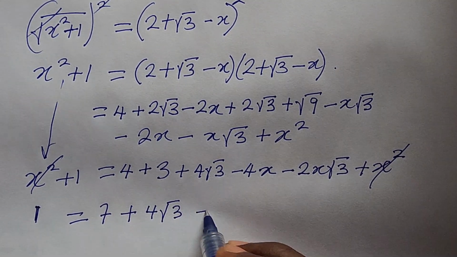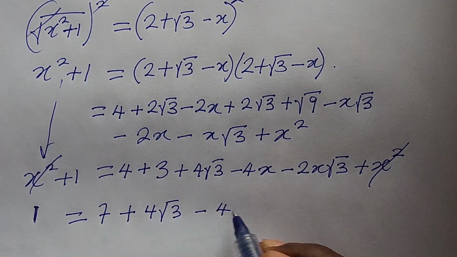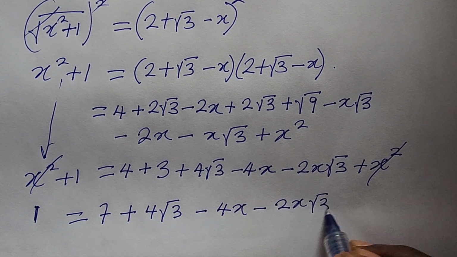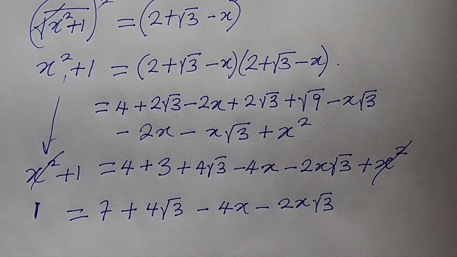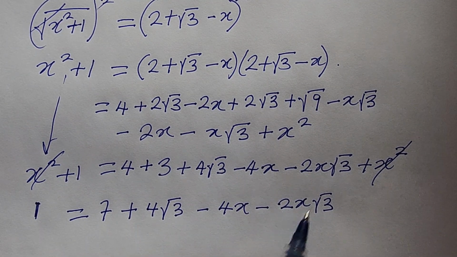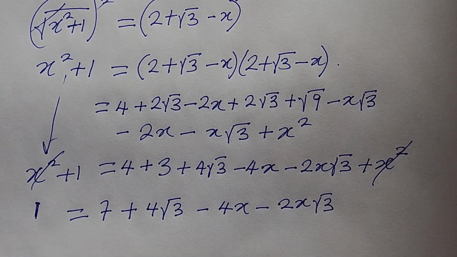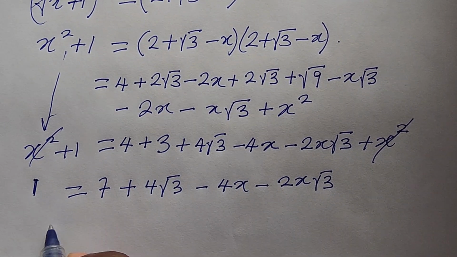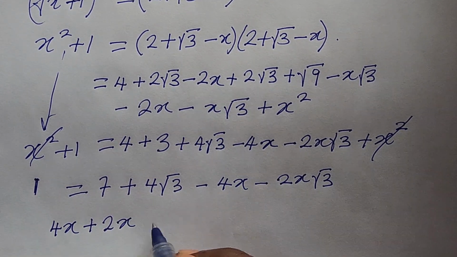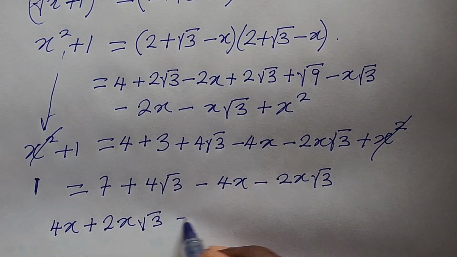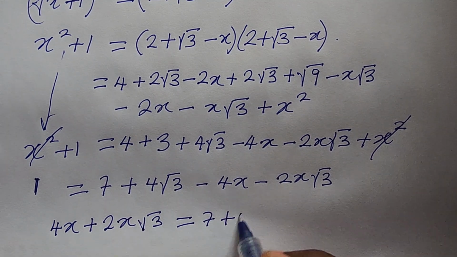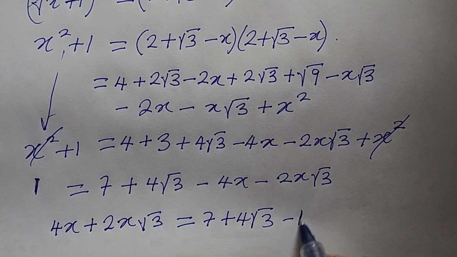Then minus our 4x, not 2x root 3. What we do at this point is easy because this one is carrying a minus sign. So let's move this quantity to the other side of the equation. This is going to give us our positive 4x plus 2x root 3 equal to, move this over, is going to give us minus. So we're going to have 7 plus 4 root 3 minus 1.